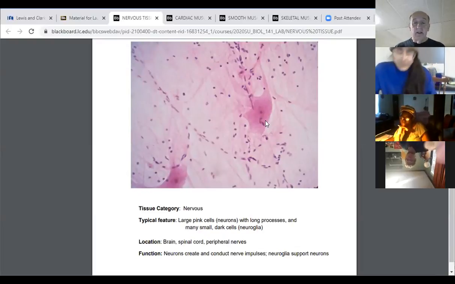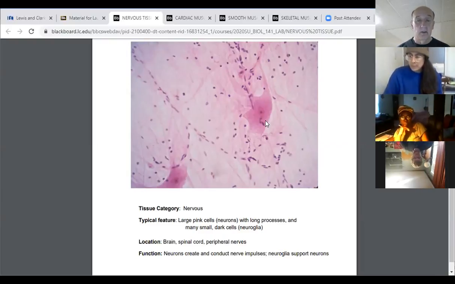Any questions about these last two tissue categories and these four tissues that belong to these two categories?